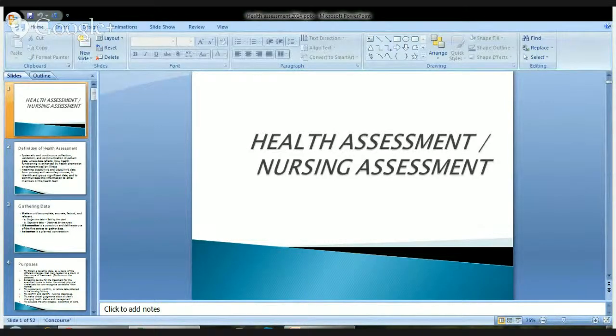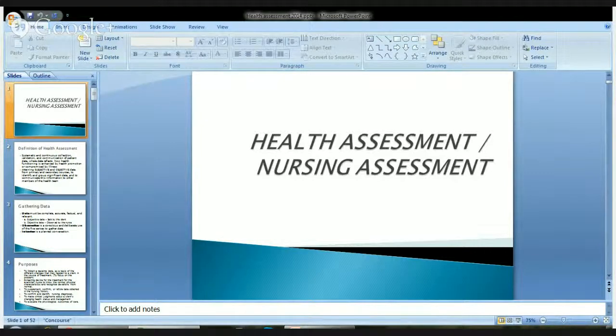Subjective data comes from the primary source, and objective data comes from secondary source, or that is your overt data. This is to identify and group significant data and to communicate this information to other members of the health team. When we are going to gather data, it must be complete, accurate, factual, and relevant.